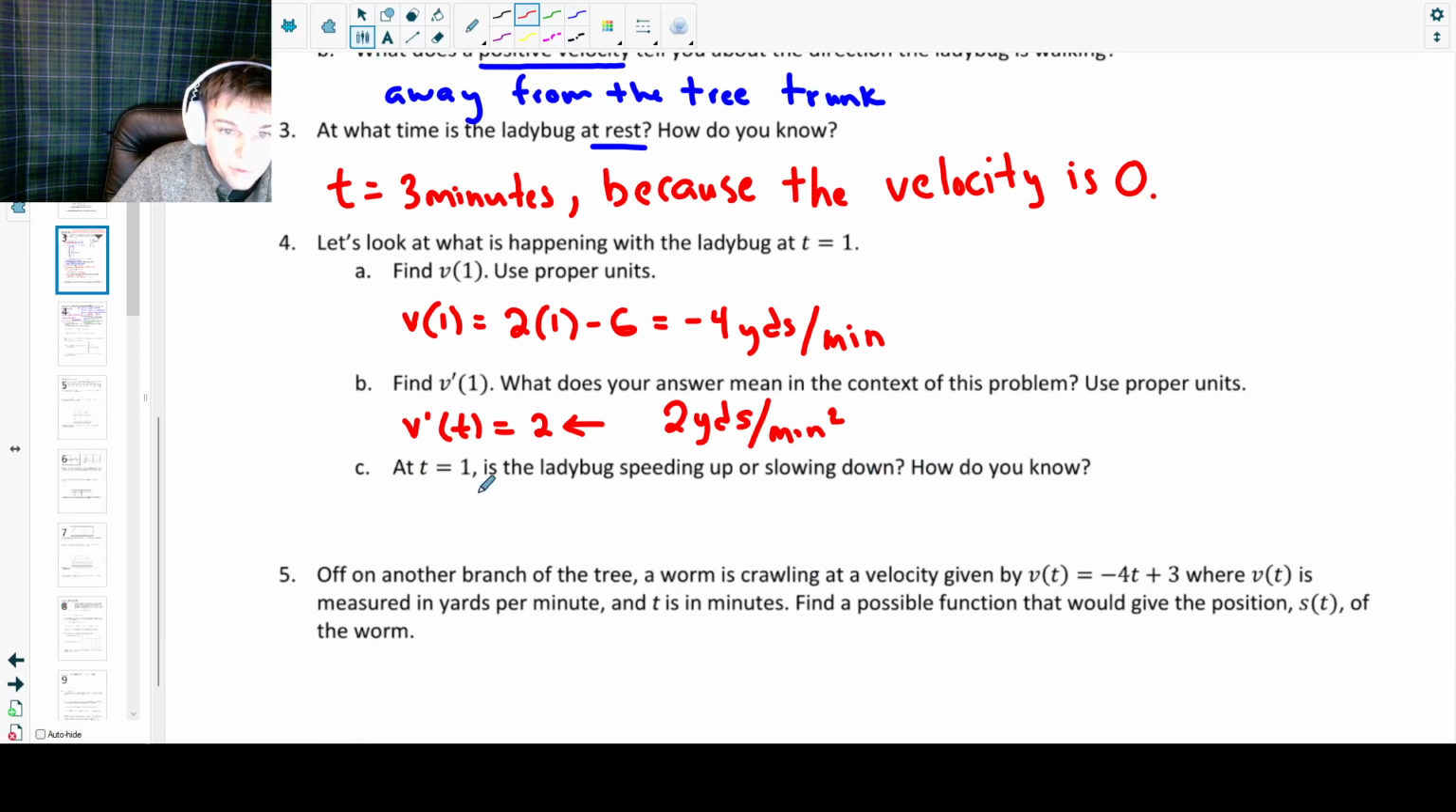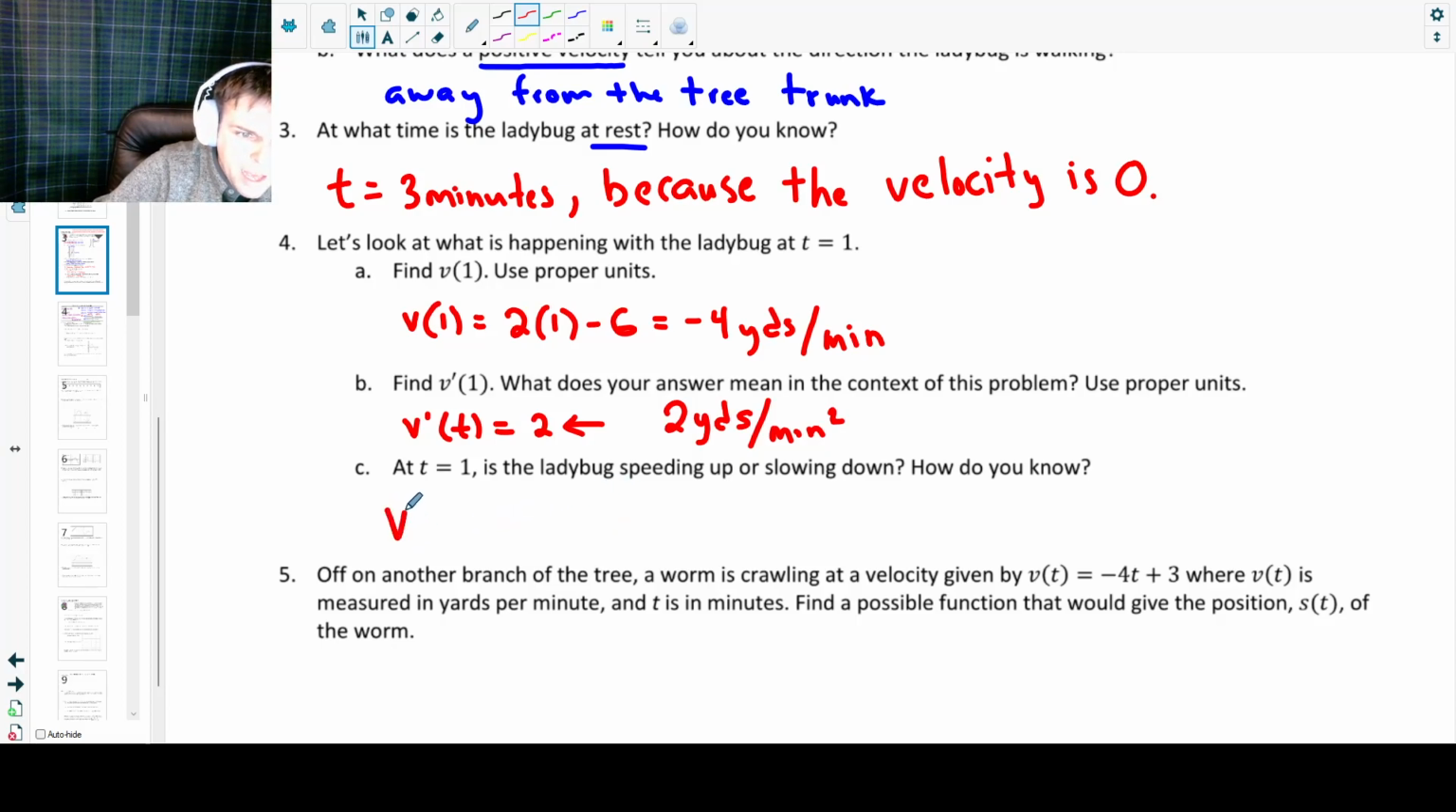All right, at t equals 1, is the ladybug speeding up or slowing down? Now this can be very tricky because speeding up is kind of a confusing term. We think of speeding up as just getting a bigger number, right? But velocity has a direction component to it. We can be moving in the positive direction or moving in the negative direction. And so speeding up could mean I'm going faster but in the negative direction, or faster but in the positive direction. So you have to be really careful here.